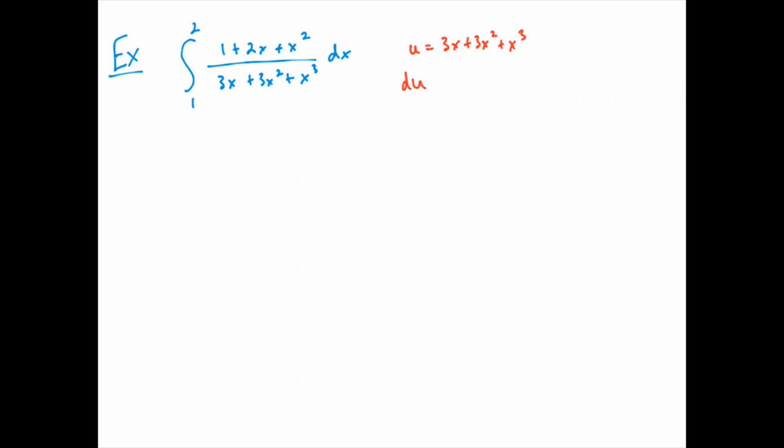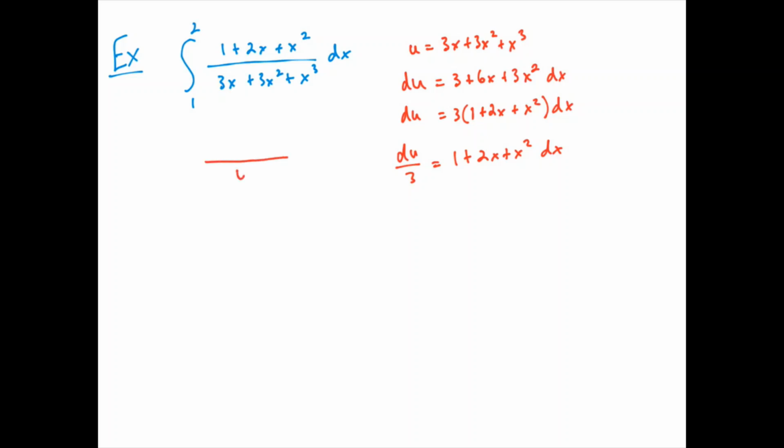So we take the derivative of this, we're going to have 3 plus 6x plus 3x squared dx. Now that's not quite what we have in the numerator, but if we factor out a 3, we do get exactly what we have in the numerator. So divide both sides by 3, left with 1 plus 2x plus x squared dx. So we'll set the denominator to be u here, and then the numerator will be du over 3.